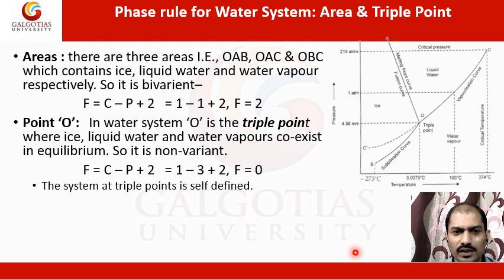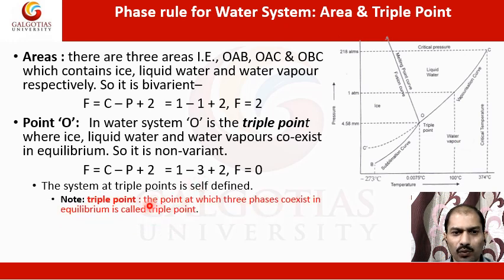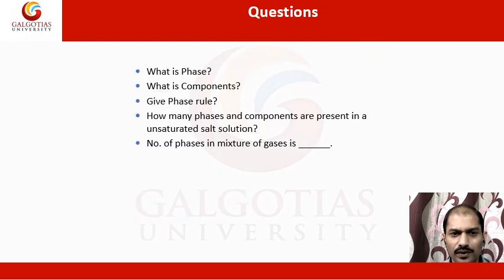So the system at triple point is self-defined, because this itself is defining all the three phases. So it is non-variant. So triple point, the point has three phases coexisting, already we had defined this, all the states are coexisting to each other.